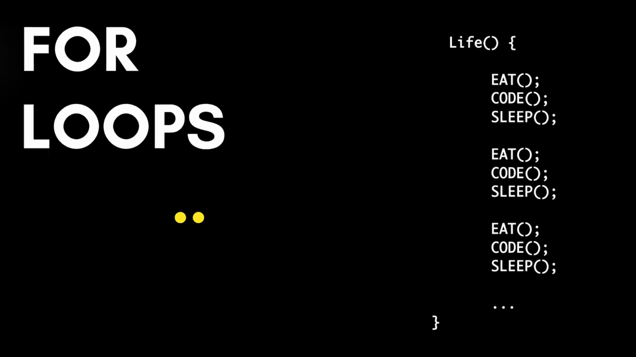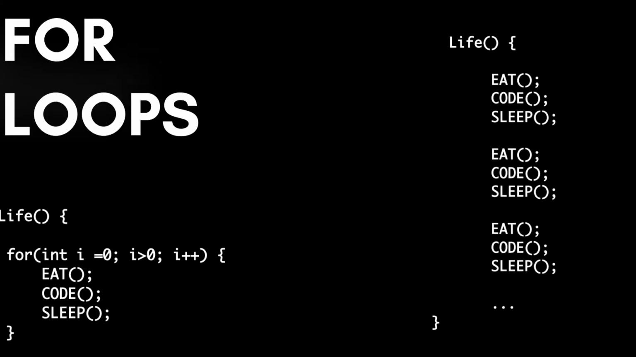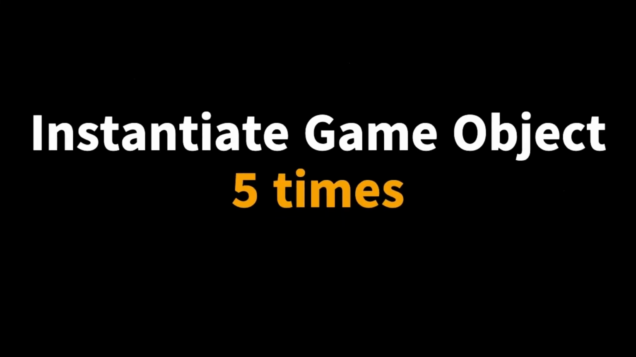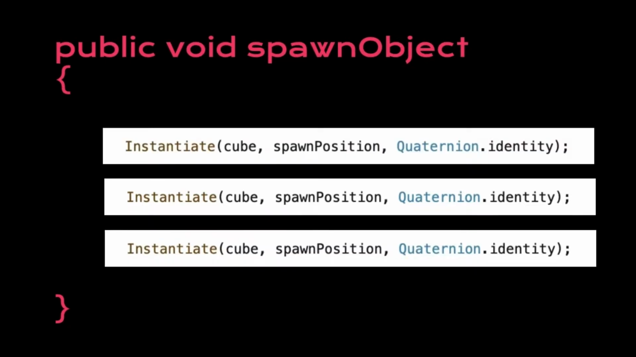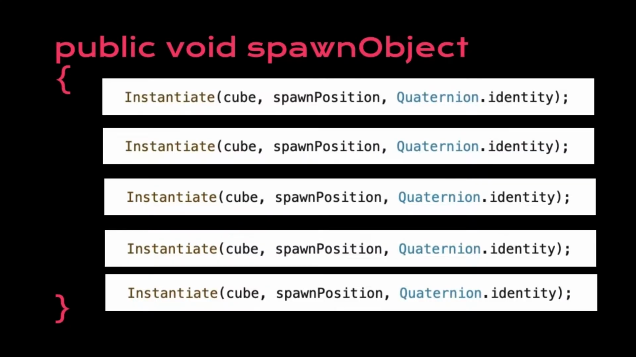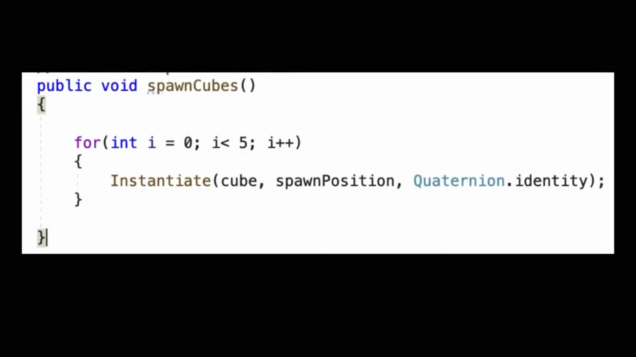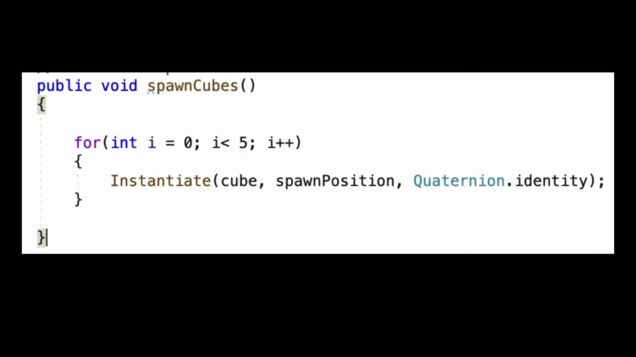For loops are used to repeat a piece of code multiple times. Let's consider an example where we want to instantiate a game object 5 times. Now, you could just write a piece of code to instantiate a game object and duplicate it 5 times. But that can become very cumbersome if you want to repeat it hundreds or thousands of times. Instead, we could simply use the for loop to repeat the piece of code 5 times.